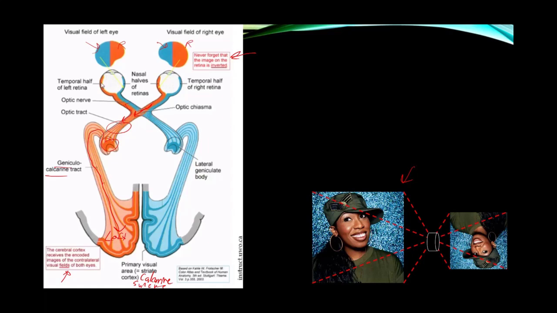So takeaway here, the image is flipped in reverse from the retina. At first, the message is only unilateral, and then you have to reunite the right side in red, or the left side visual field of each eye in blue. That gets reunited at the optic tract, goes to the lateral geniculate body, then the geniculocalcarine tract. You'll also see these called optic radiations.